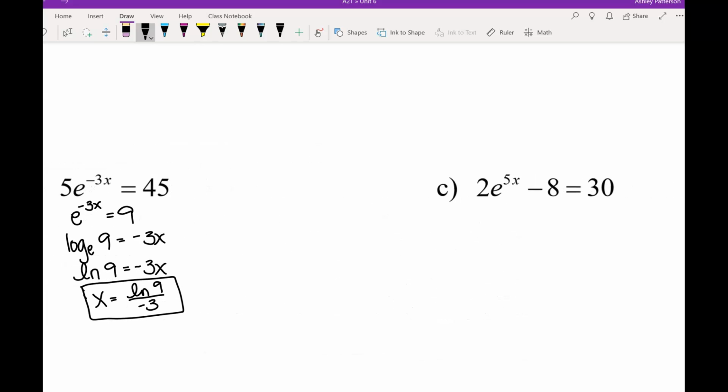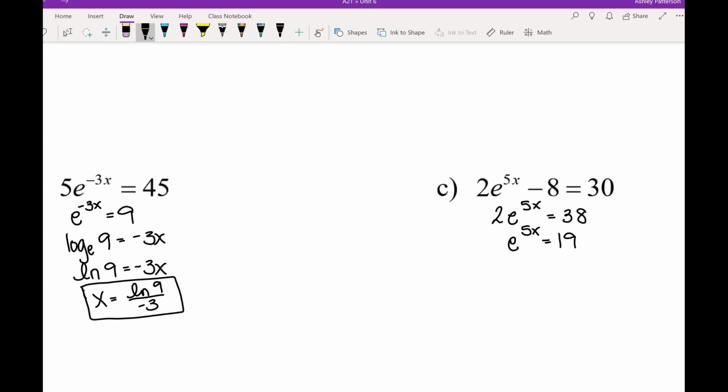Last but not least, there's a couple items we need to move. Have to isolate the base, ladies and gents. So I'm going to add 8. So we get 2e to the 5x power is equal to 38. And then divide by 2. So e to the 5x is equal to 19.